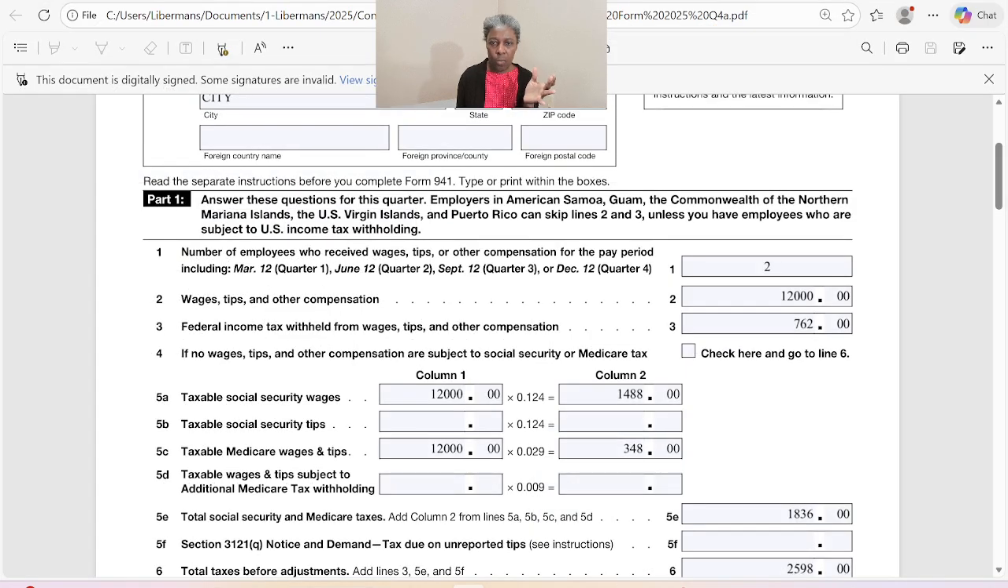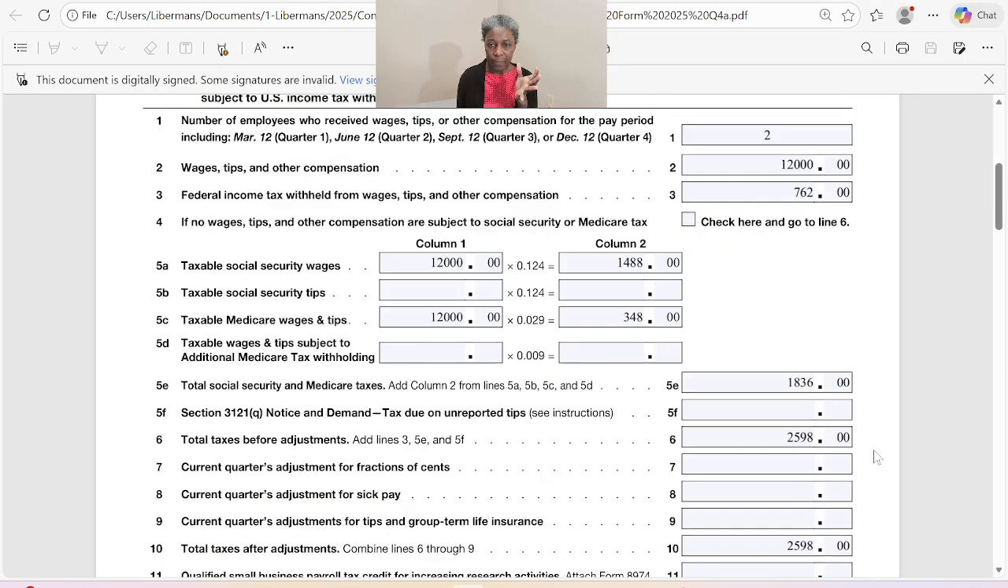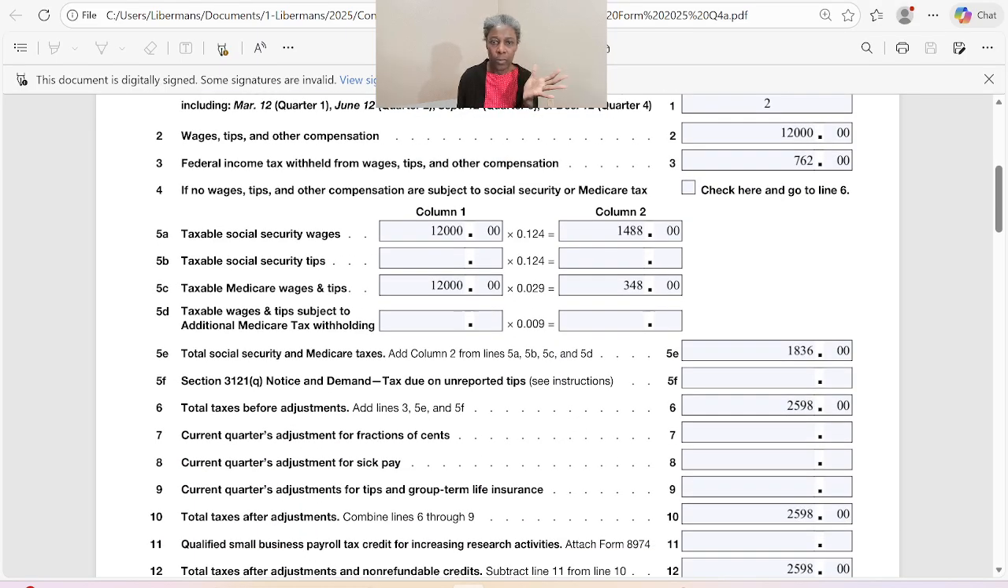So now 5E is asking you to total your Social Security and your Medicare taxes, which are column 2. So you total 1488 and 348, again with your decimal numbers as well. And we have 1836. Line F, we are going to leave blank because we don't have tips to talk about. But if you do, please read the instruction for that line, because the instruction explains step by step each line. If you are unsure about a line, you can locate it in the instruction and read about it to see if it pertains to your business.